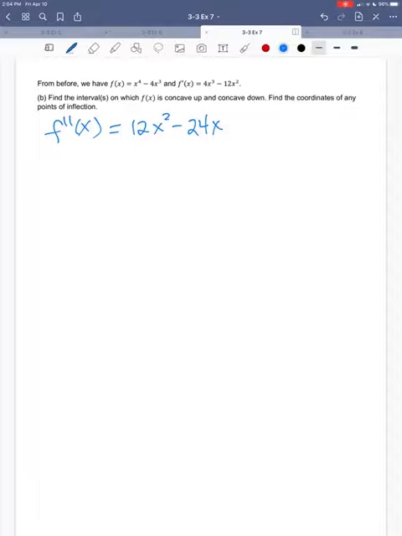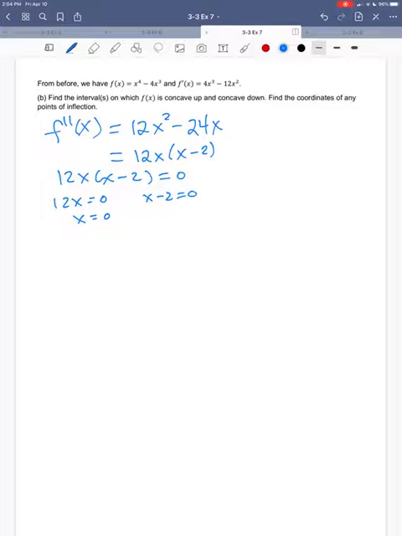Now I need to decide where this second derivative is 0 and where it's positive and negative. So I'm going to factor out a 12 and an x. And that leaves me with x minus 2. When I set this equal to 0, I either get that 12x is 0 or x minus 2 is 0. So that gives me places here where the second derivative can change signs, possibly at x equals 0 or at x equals 2.